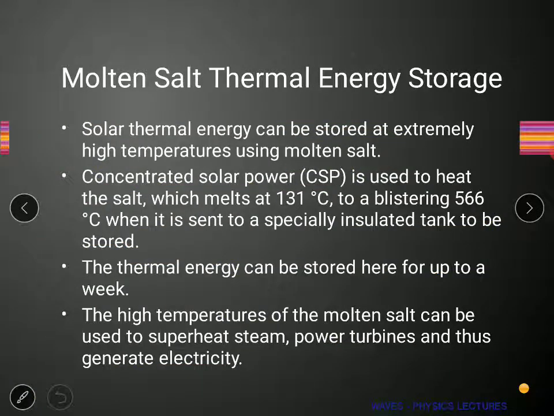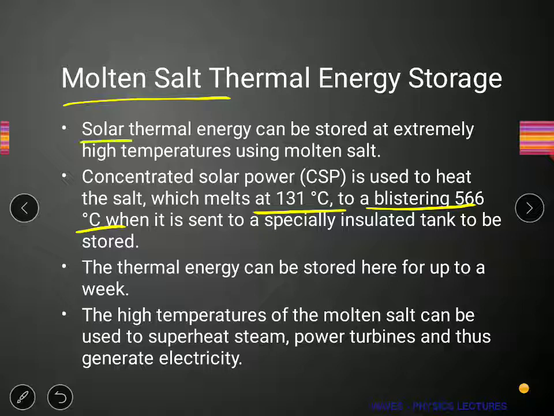Next we have got the molten salt thermal energy storage. Salt usually melts at 131 degrees centigrade. It melts at 131, but it is heated to 566 degrees centigrade, so that means it has far crossed its molten level. And then it is stored, and that is what molten salt thermal energy storage is.